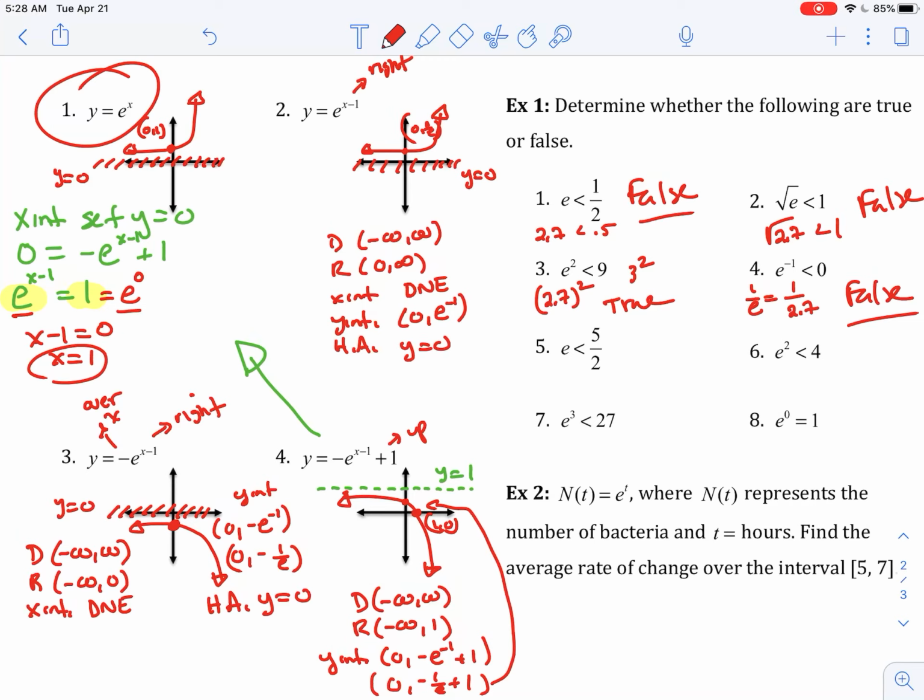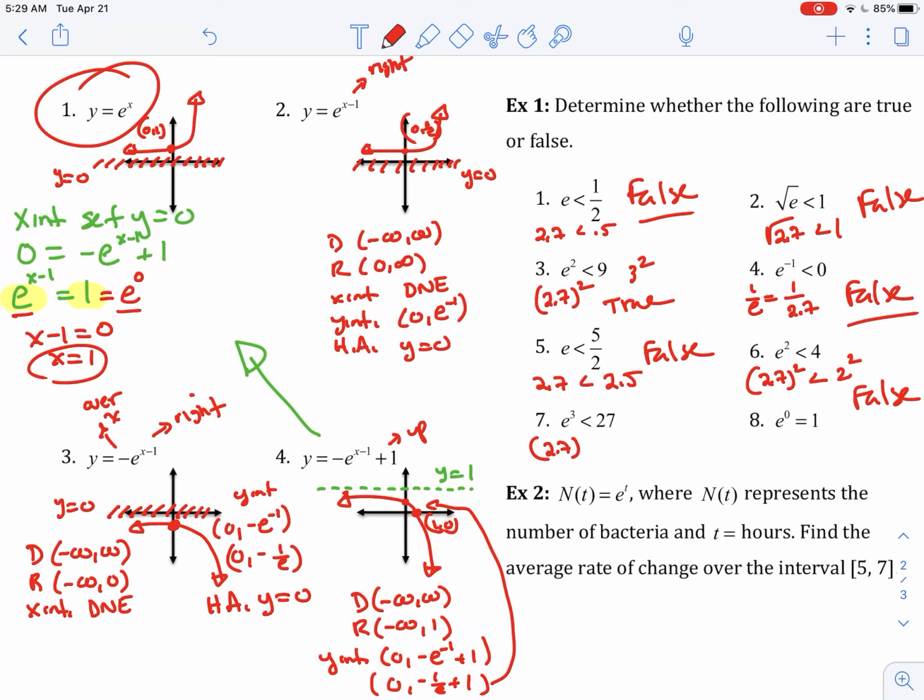On 5, is e smaller than 5/2? Is 2.7, approximately 2.7, smaller than 2.5? No, false. Okay. On 6, e squared, or 2.7 squared. Is that smaller than 4? And we know 4 is just 2 squared. Well, obviously 2.7 is larger than 2, so that is going to be false.